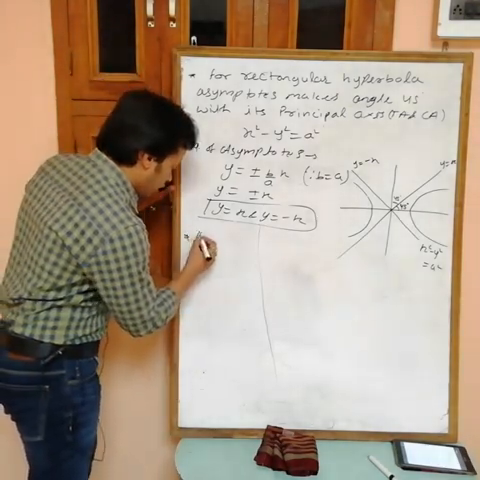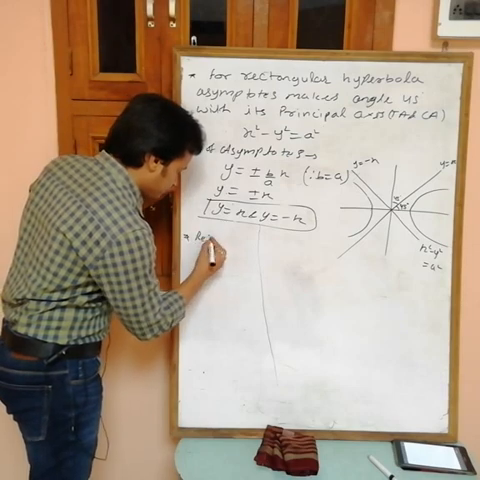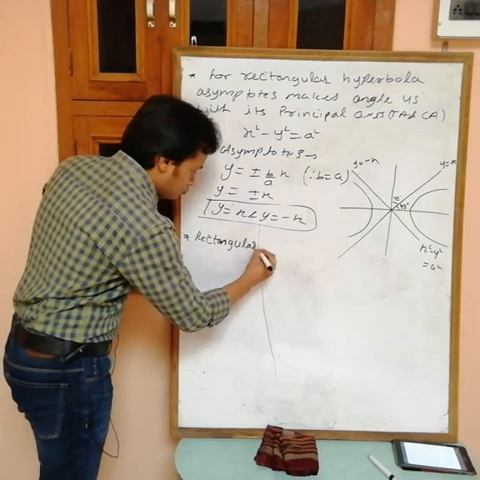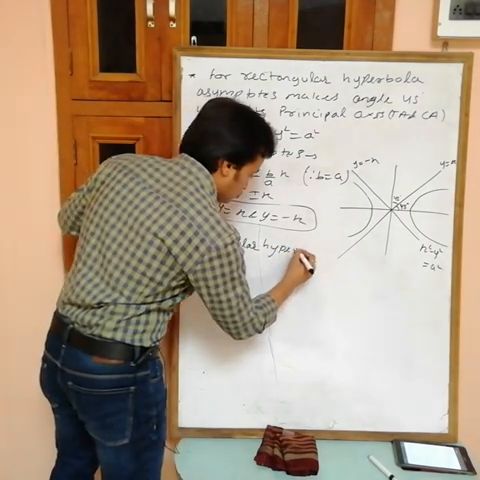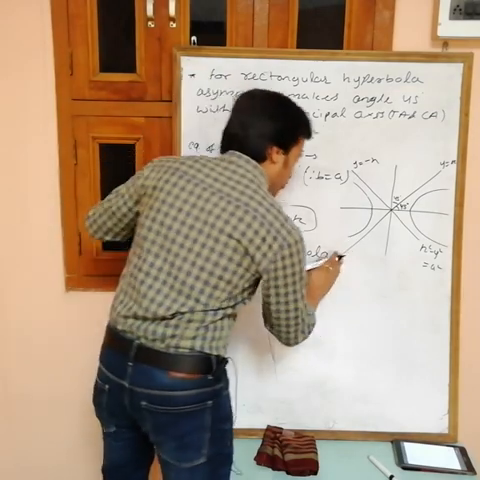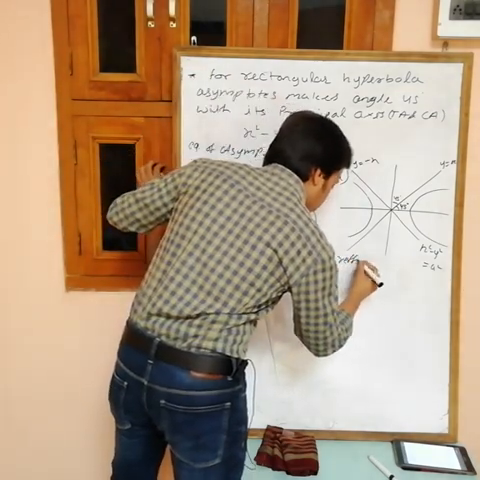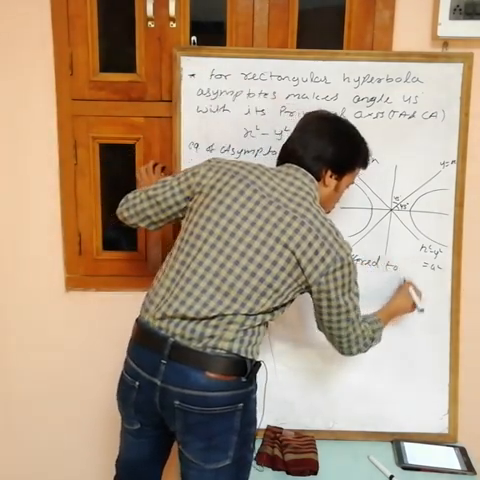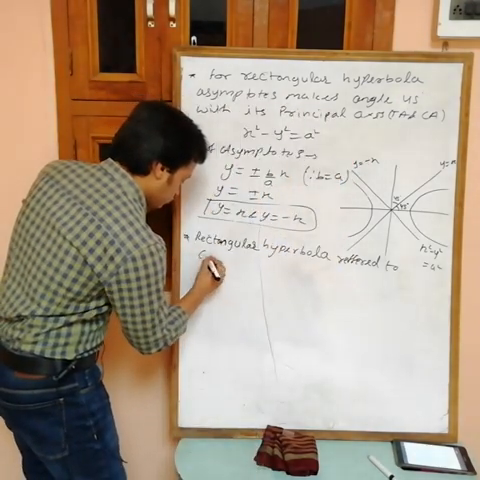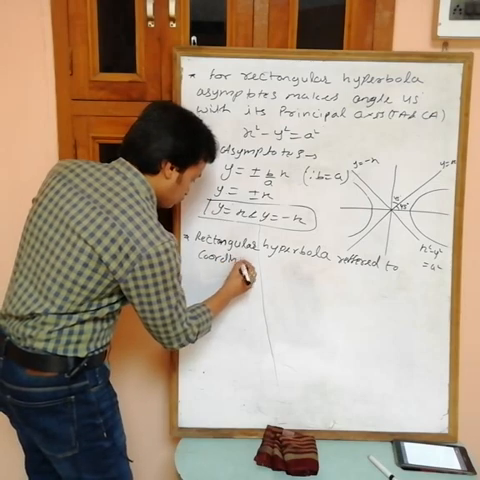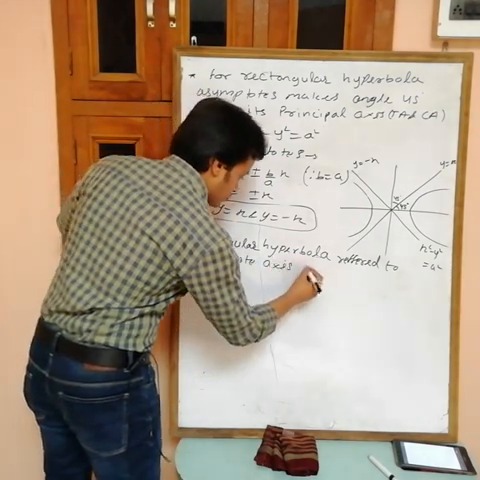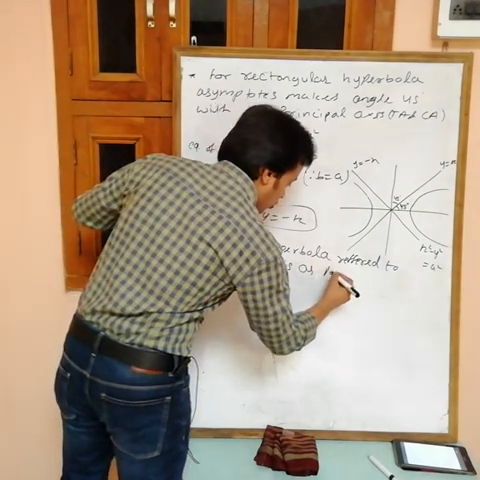Rectangular hyperbola referred to coordinate axis as pair of asymptotes.